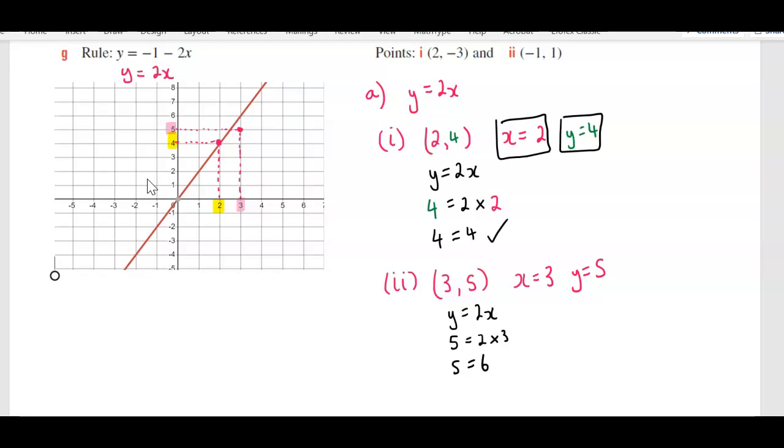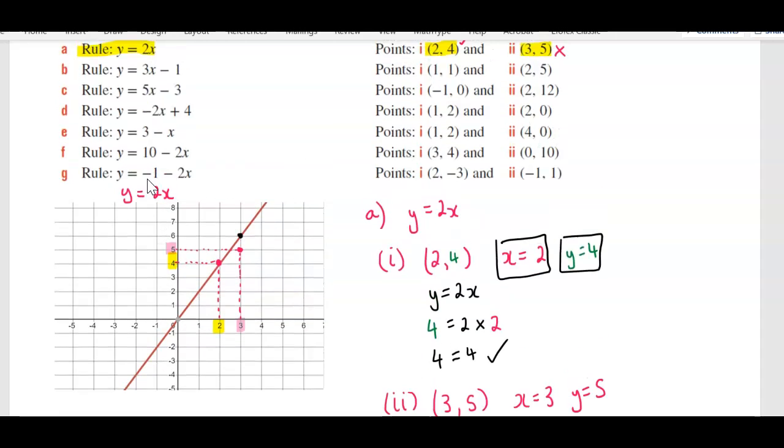Does 5 equal 6? No. So I'm going to put a little cross through my equal sign, so it says it's not equal. So it's not on the line. And you can see that from our graph. There's your point 3, 6, whereas we were checking the point 3, 5.